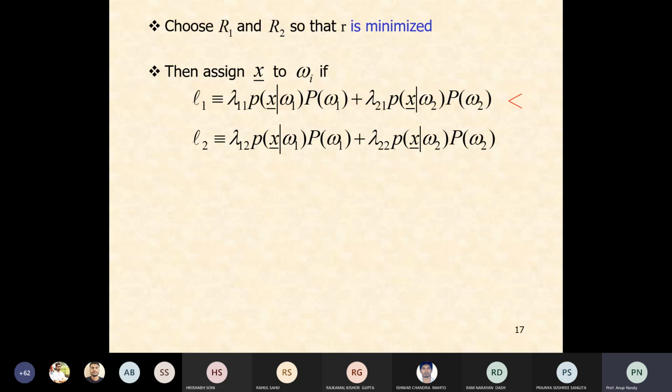Okay, capital Pi small pi is less than or equal to capital Pj small pj, but here we are just ignoring the equivalent term. We are going to consider only this less than. Now you can assign x to w1.